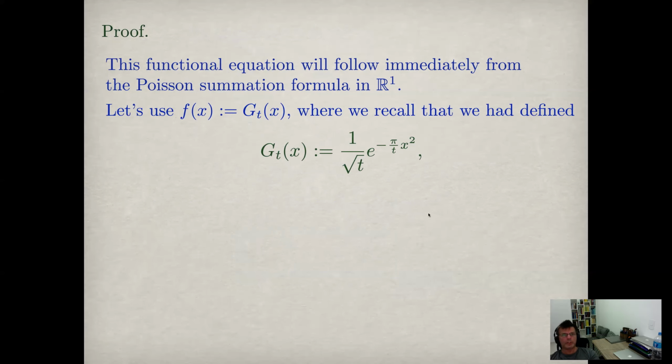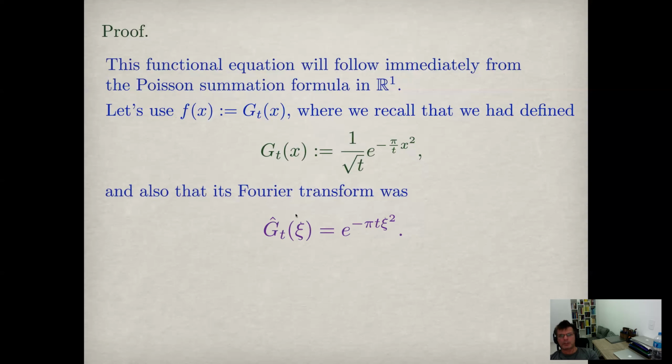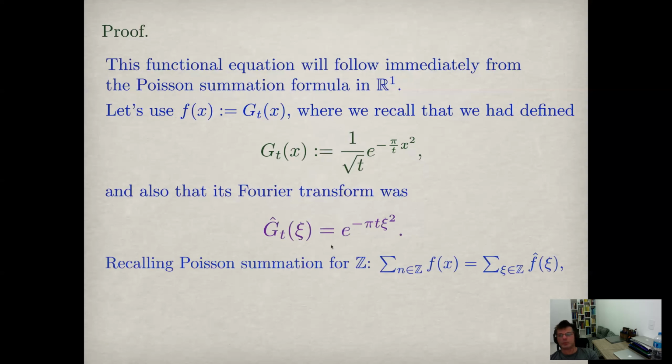We defined these Gaussians in the last lecture, and we said that the Fourier transforms of the Gaussians are this. We left it as an exercise, but indeed it's one of the exercises in our book. And we recall the one-dimensional Poisson summation formula here, and this should be f of n. There's a small typo, summation over n integers, f of n. And so let's apply this Poisson summation formula to the function f of x equals g sub t of x, where these are the Gaussians for any fixed positive t.